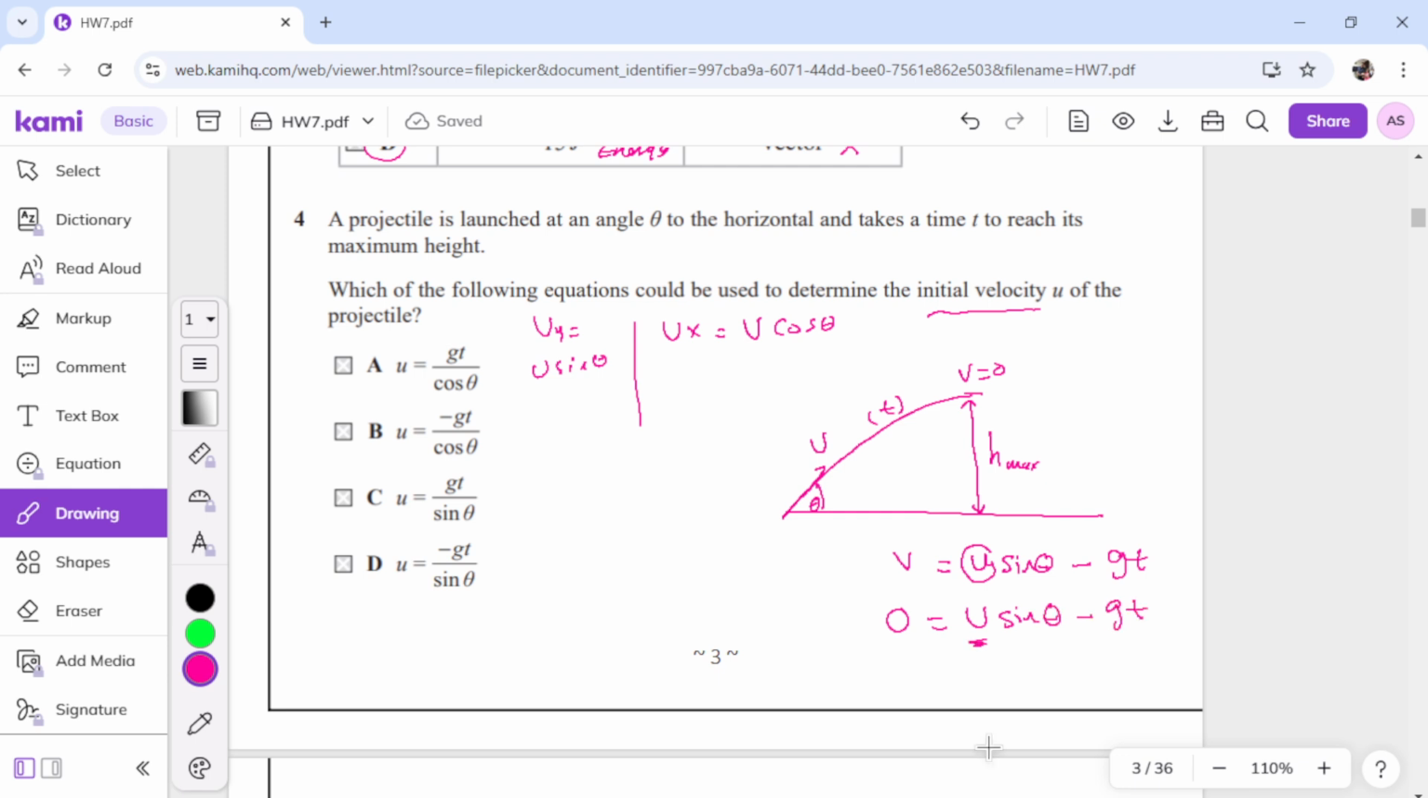Now we want to find u. Move minus gt to the other side with a different sign, positive, so it will be gt equals u sine theta. Now I want u only, so I have to divide by sine theta on both sides. So now we have u equals gt over sine theta, so I will choose C.